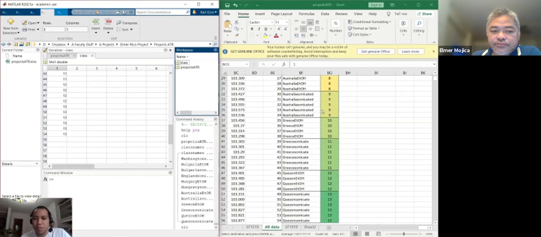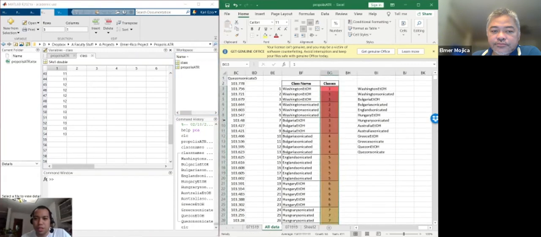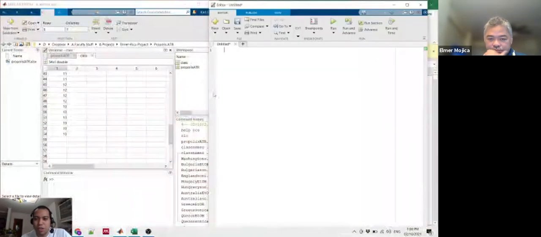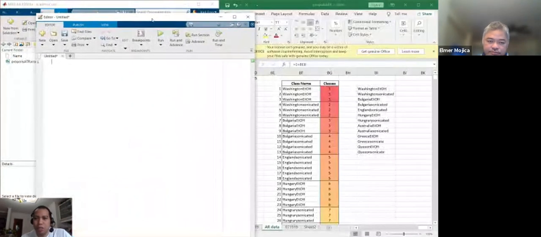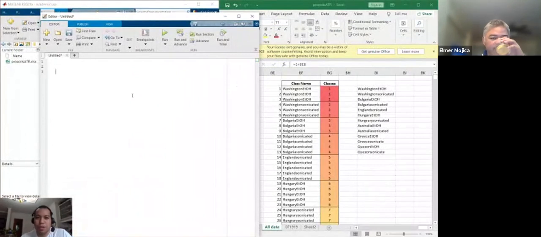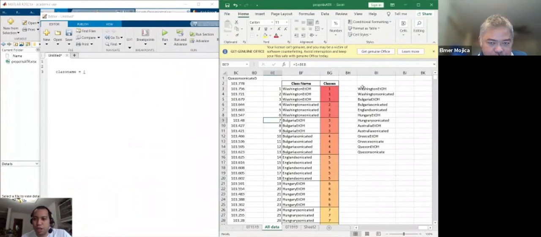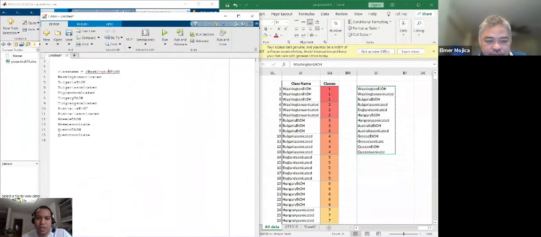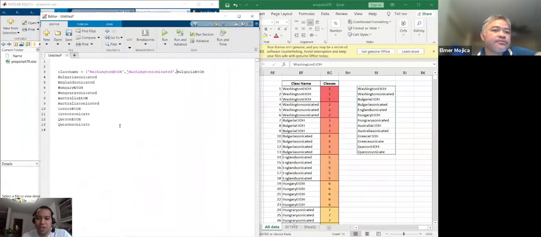And then, pagdating po sa code, so, pupunta po ako sa editor. Yan. I also need to put the class name. So, ito po yung listahan ng unique class names. Yan. Tapos, kailangan po ang pagkakasulat ay naka single quotes para ma-read niya as string.